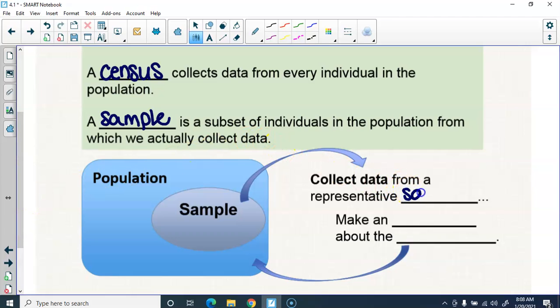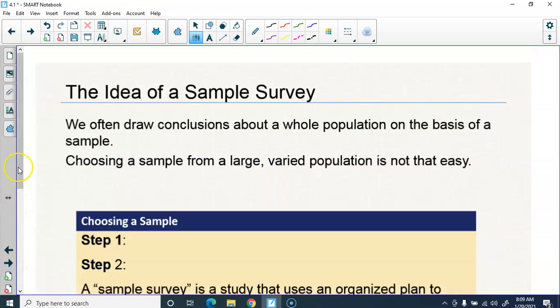collect data from a representative sample. What we want to do is then make an inference about the population. You might remember this little figure from chapter 1, and it comes back again because this is a really important concept in statistics, that we're going to look at a representative sample, but we essentially want to make an inference about the population. So we have a little bit of ways to go before we can do that. We have to understand some background first.